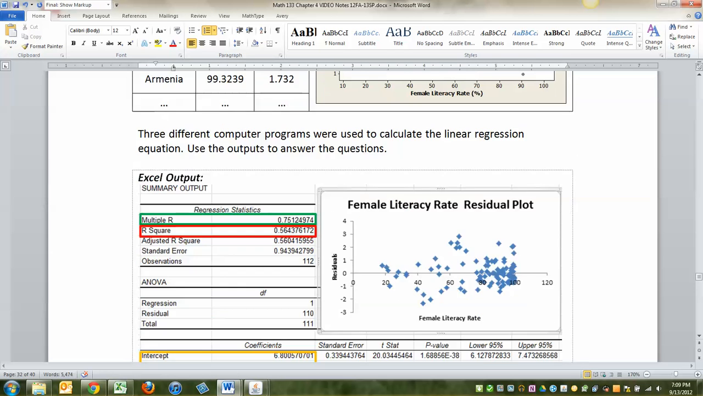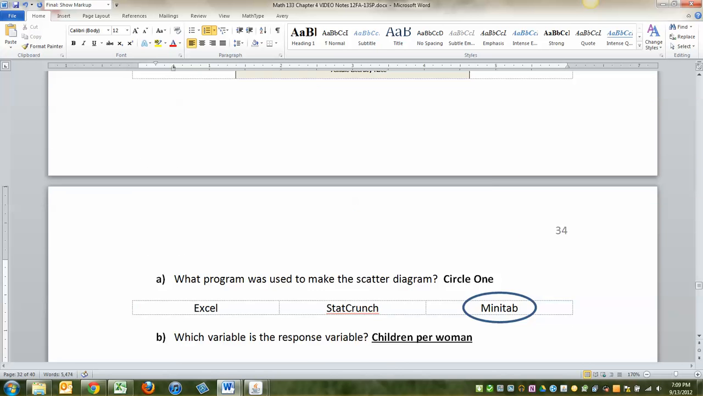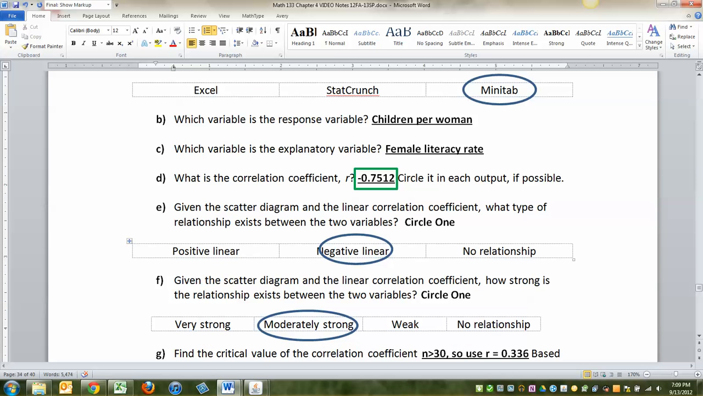And that's just on a side note. If you have a negative R, then you're going to have a negative slope, right? These go hand in hand. You can't have a negative R and have a positive slope. That's not how it works.